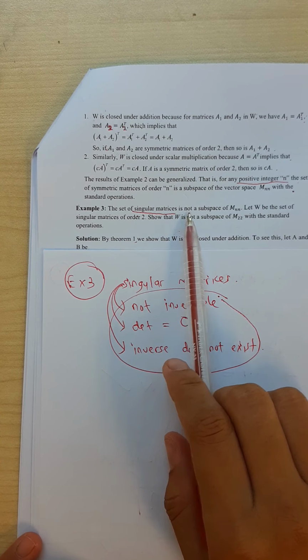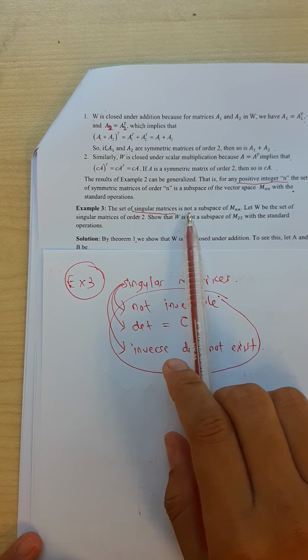What does standard operation mean? Standard operation here goes back to theorem 1. You have to check the addition part and also the scalar multiplication part. The solution is given here. By theorem 1, we show that W is not closed under addition. To see this, let A and B be the examples given here. Matrix A equals 1, 0, 0, 0, and matrix B is given by 0, 0, 0, 1.